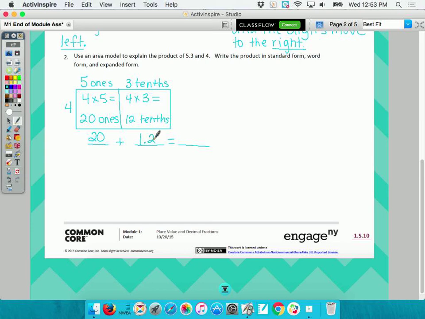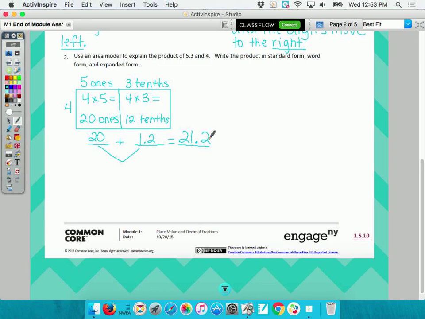Now, if you're going to add these two numbers, let's see, who wants to answer me? Miley, you're going to add these two numbers. What place value would you add first? The ones. Okay? And in fact, I'm just going to think 20 plus 1. What's the answer? 21. And then how many tenths? Good. Very good.